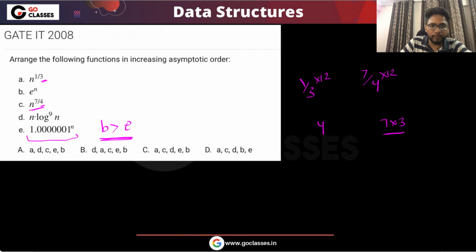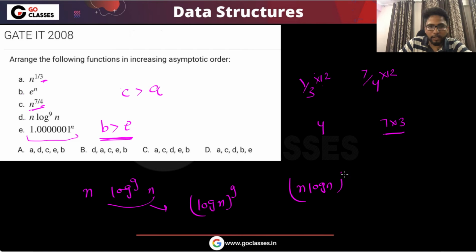So let me compare between this D and C. Between C and A, C is greater than A. Let me compare between D and C. D is n into log 9n. Log 9n is as good as saying log n power 9. So it means n into log n power 9. And the second thing is n power 7 by 4. This is not n power, I mean, this is just log n power. So it is n power 7 by 4.